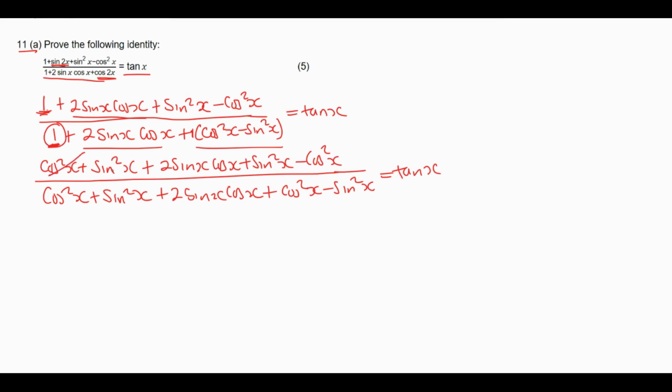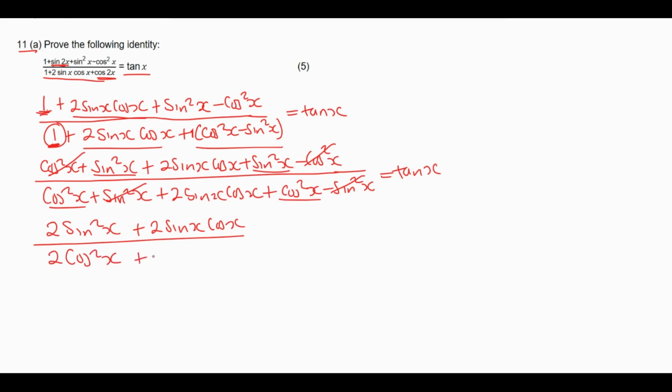Cos squared x minus cos squared x is 0. Then sine squared x minus sine squared x is 0. And then we're left with sine squared x plus sine squared x, which is 2 sine squared x, plus 2 sine x cos x. That's the numerator. And then cos squared x plus cos squared x is 2 cos squared x, plus 2 sine x cos x, is equal to tan x.